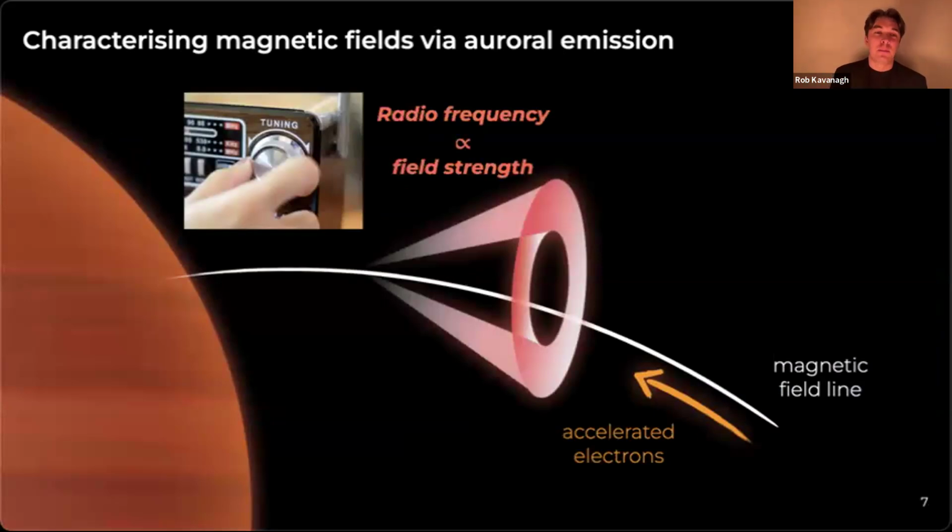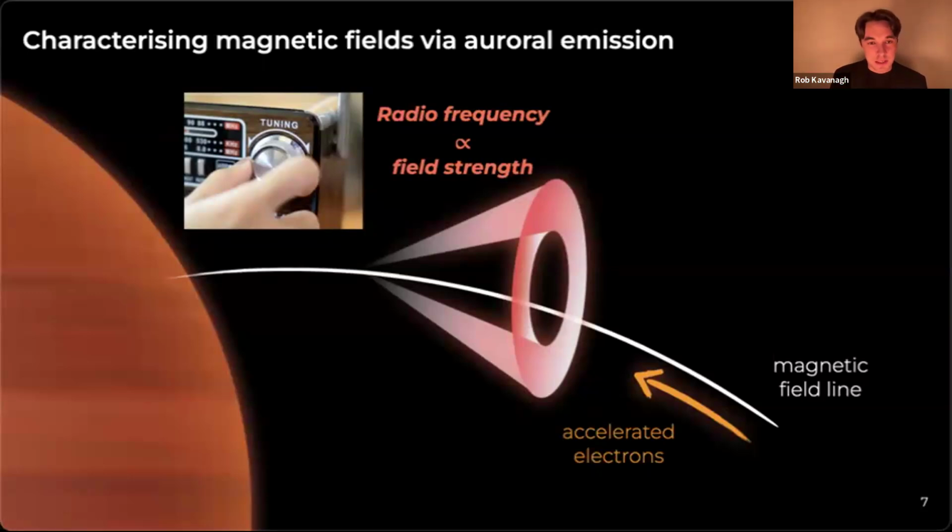Okay, this emission is nice in that it is encoded with the characteristics of the underlying magnetic field. The frequency that it occurs at scales directly with the magnetic field strength. So if you look at a certain frequency and you detect this kind of emission, you know that you're looking at emission from a magnetic field of a certain strength.